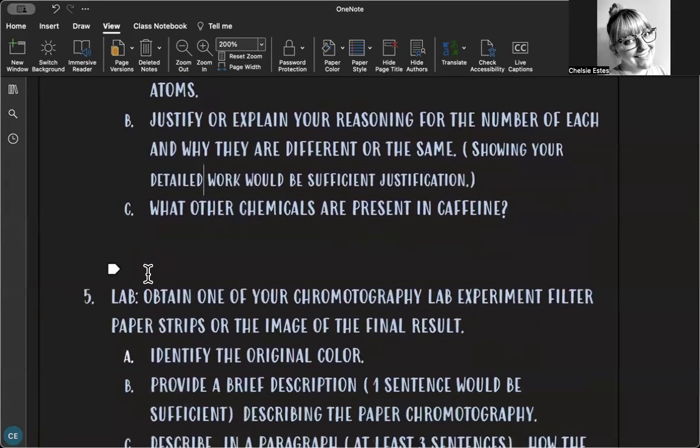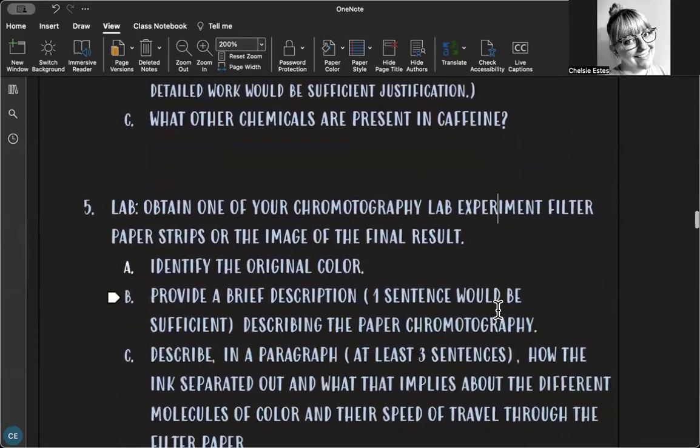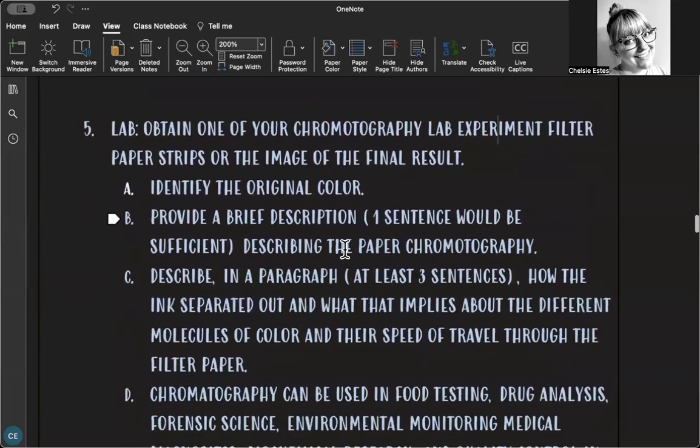Just kidding. Okay, number 5 has to do with the lab. If you didn't do the lab, I did a lab for you. I put it in the notes packet. Take a look at it. So obtain one of your chromatography lab experiment filter paper strips or the image of the final result. You can use mine. So obtain that from the notes packet if you need to.